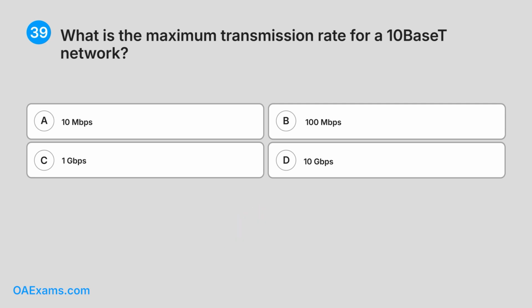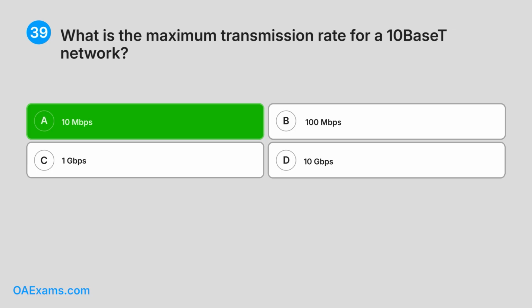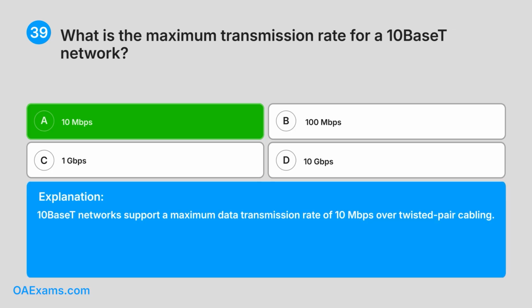Correct answer. A. 10 megabits per second. Explanation. 10BASE-T networks support a maximum data transmission rate of 10 megabits per second over twisted pair cabling.